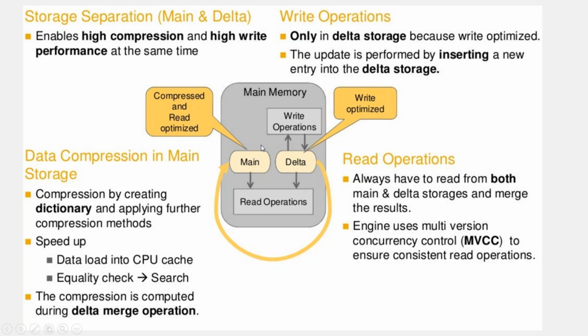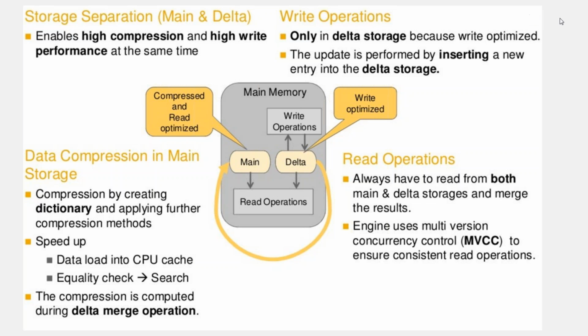What you need to understand here is that it gives you two different storage options, main and delta, which enables high compression of the data and high write performance at the same time. You need to understand that the writing and reading operations are not happening from one single place. Since it is happening in two different places, it is going to improve your performance, especially your writing performance, and most of the time reading performance as well.